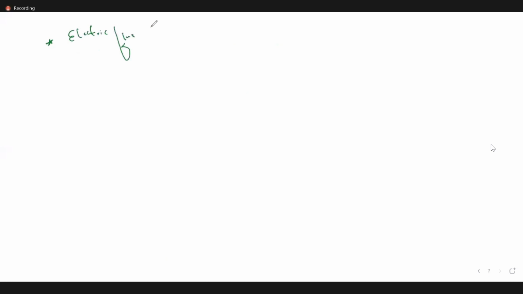Ma'am, the number of electric lines of force passing through a given area perpendicular. Where given area? So it is a unit surface area. Unit surface area means the length and breadth should be 1 meter and 1 meter, so the area will be 1 meter square. So how many electric field lines are passing through the unit surface area, that is your electric flux.